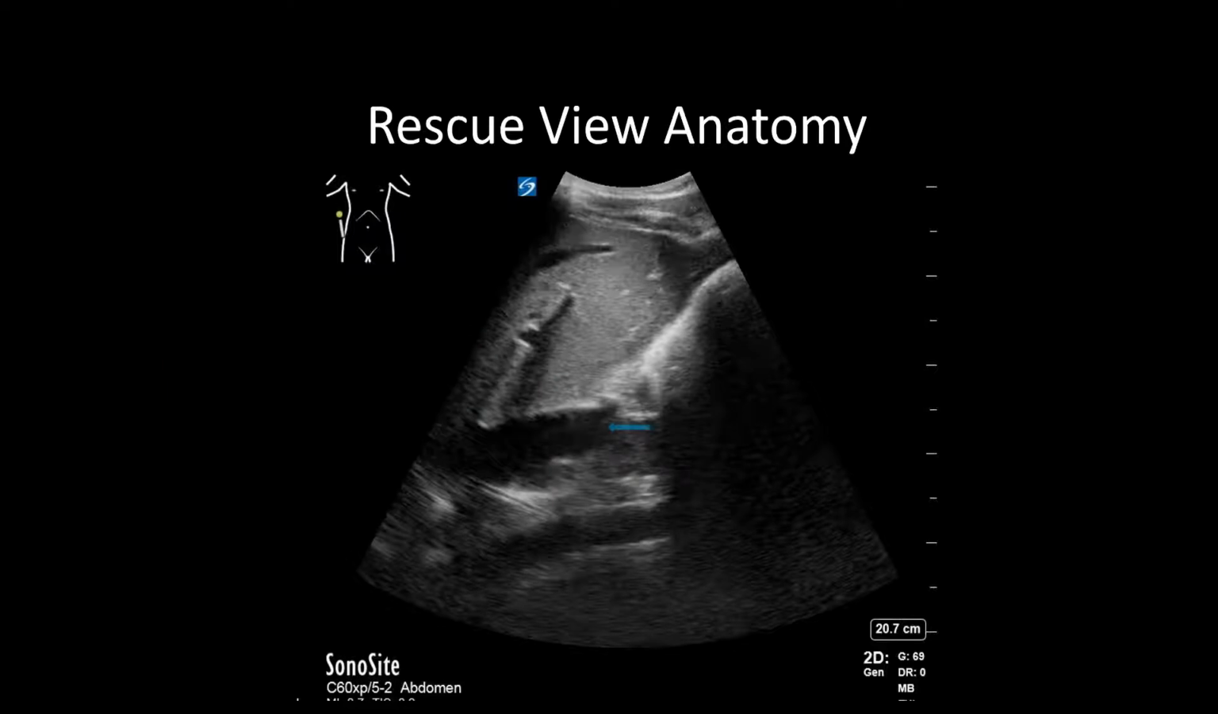Let's review the anatomy. Your IVC is the anechoic structure within the liver, and your aorta is parallel and deep to this structure. Your liver will be in your near field.